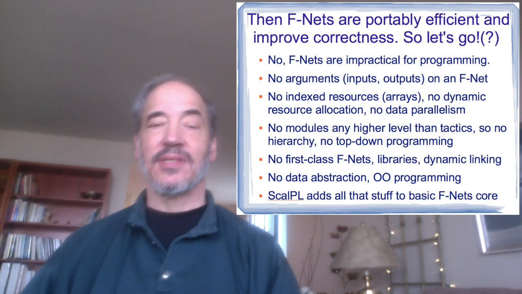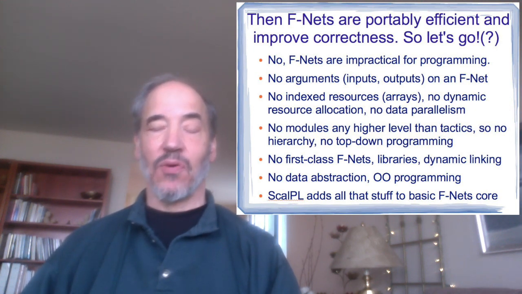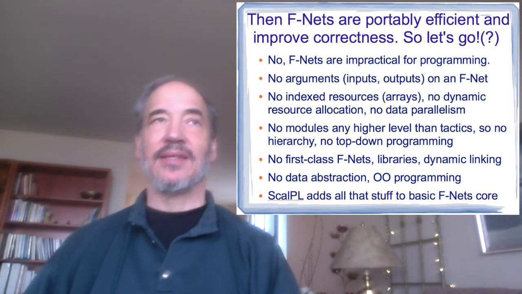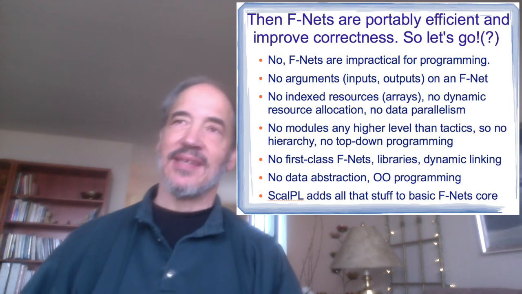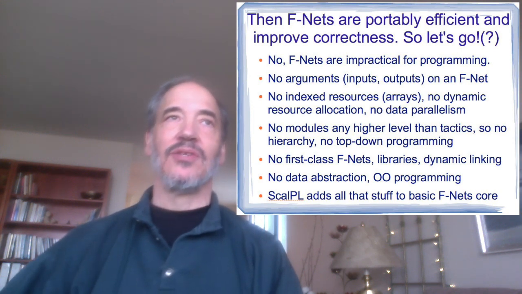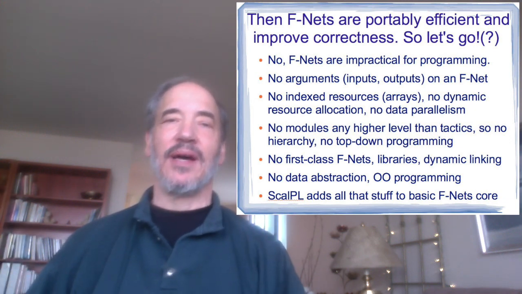Scalpel comes along. Scalpel is called Scalable Planning Language. The next video will describe that. That will add all that stuff to the basic FNets core, and that will turn this basic paradigm into something that's actually useful. But you need to understand the advantages from this video before you go on to that, because otherwise you're not going to understand the motivation behind adding all of these new programming constructs to this seemingly rather arcane model. Yes, it is arcane, but it's worth it because of the advantages that I've outlined here.